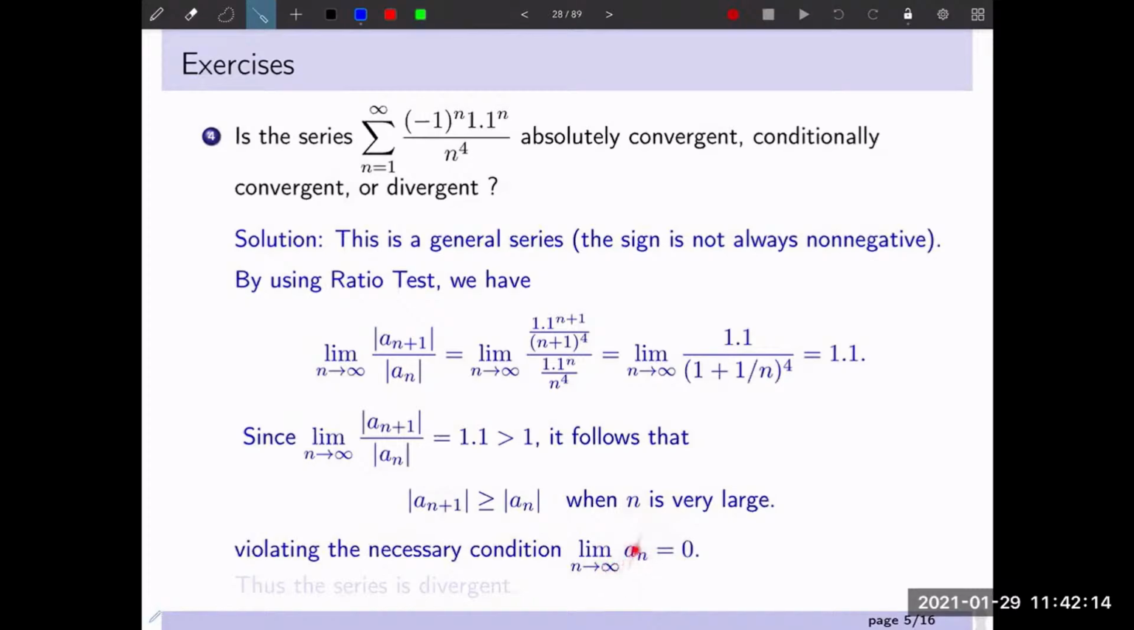But it does not tend to 0 because the next term always becomes bigger, right? So therefore, this necessary condition is violated. Therefore, the original series is not convergent. So the necessary condition is for general series. It's not only for positive series. This condition is for general series. For a series to be convergent, this condition is necessary, right? If this condition is not satisfied, you can immediately draw a conclusion that the series is divergent.